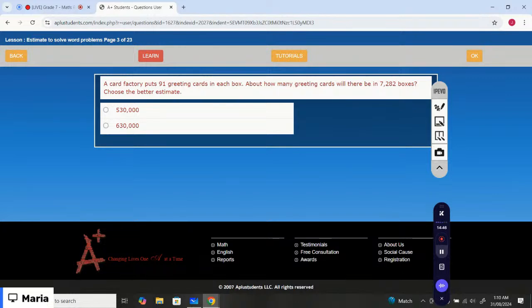A card factory puts 91 greeting cards in each box. About how many greeting cards will there be in 7,282 boxes? Choose the better estimate. So which is the correct option?